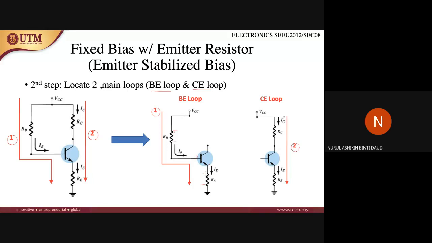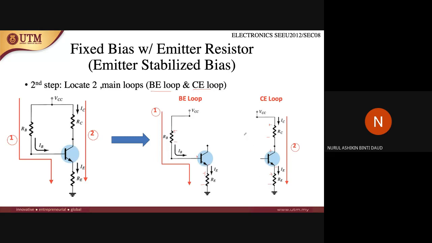And then next, the CE loop. Current enters here, positive, and then negative. Then current enters here, positive, and comes out here, negative. Enter here, positive, and then negative here. So this is the CE loop.